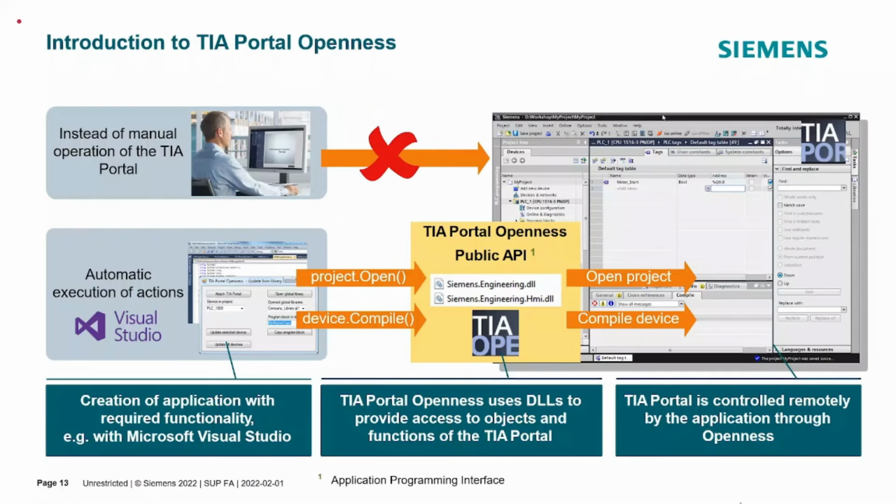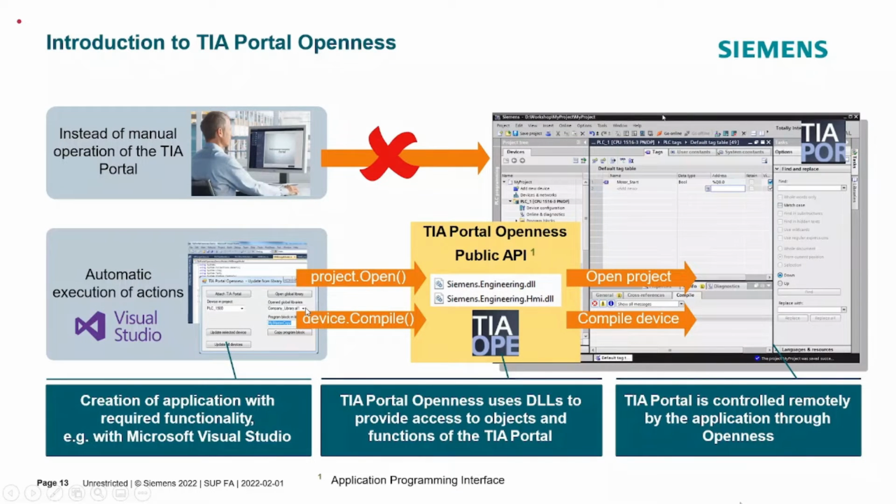So here you can see in the first section, the engineer needs to go into the TIA Portal and create the project, create the blocks, export and import. But by using TIA Openness, in the lower part, you can see by using the Visual Studio tool and higher-level languages like C Sharp, you can develop your own TIA Portal Openness UI. And from here itself you can open the TIA Portal, open the project and compile the project by using this DLL library.